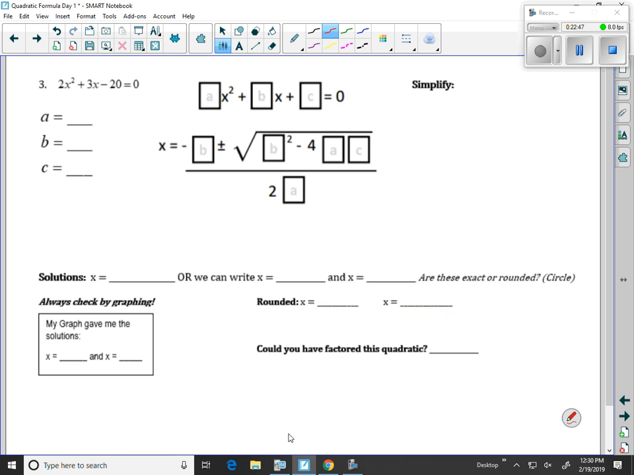All right, number 3. You should have 2, 3, and negative 20 as your A, your B, and your C. I know you're going to start to fly solo here. That's fine. I know you're going to want to be able to do it. I'm just going to put things up periodically, and you can check your work up here.